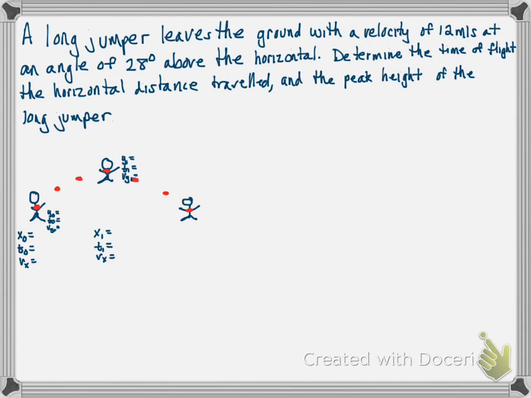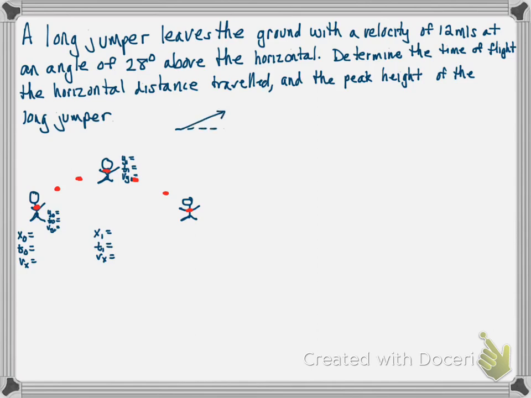Now, you could just as easily have chosen your second interesting point to be the long jumper right before she hits the ground. In that case, you would say that delta y was 0. She starts and ends at the same height, and calculate the time. Either way would work just fine. Just practice enough to sort out which one you like better.